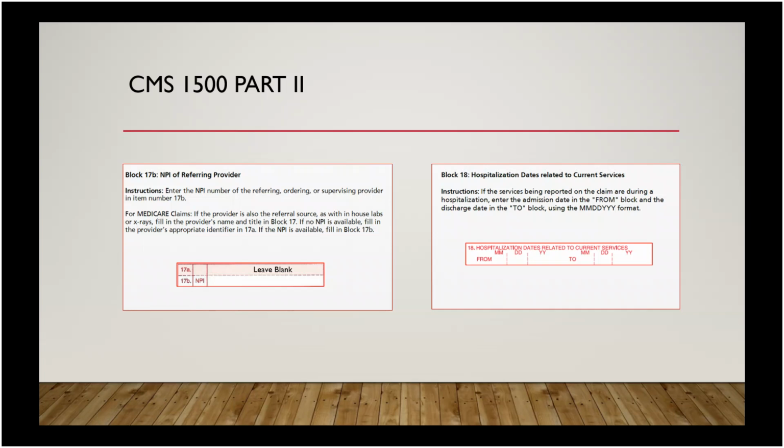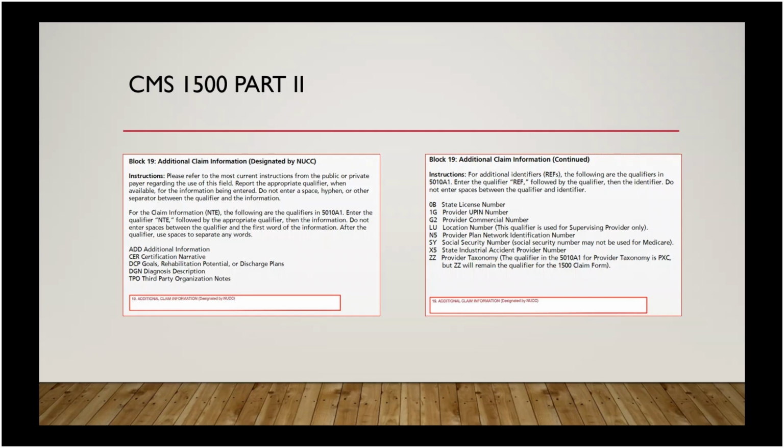Block 18, we have our hospitalization dates related to the current service. So that is when you were admitted to when you were released. Block 19, additional claim information. Again, this is designated by the NUCC, so unless you've been given specific permission to fill it out, you're going to leave that blank.